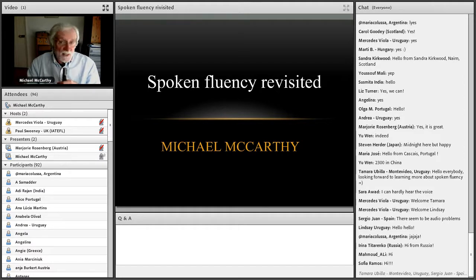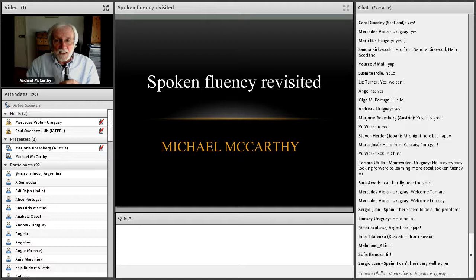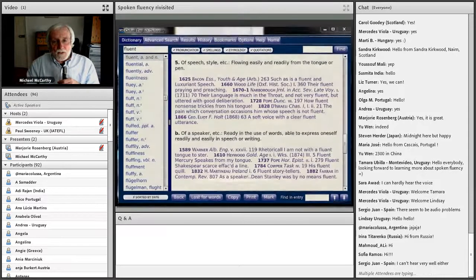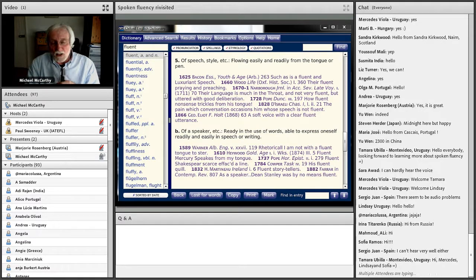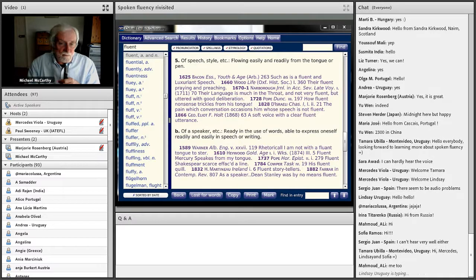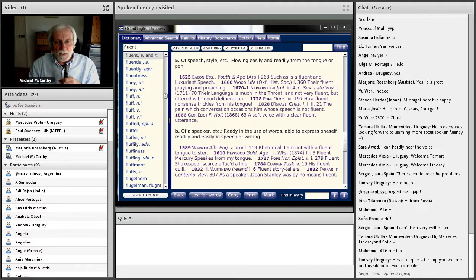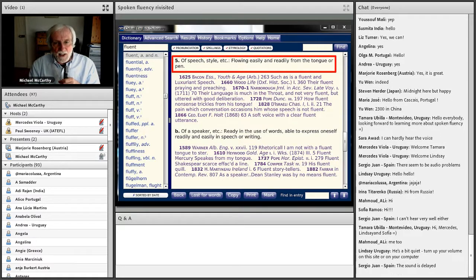And if we can understand it better, then we are on the way towards being able to help our students to achieve it. So, first of all, let's have a look at a dictionary definition of fluency. Here on the screen is a page from the Oxford English Dictionary, the most famous dictionary of the English language. And if we look up the word fluent, this is the definition we get of speech, style, etc.: flowing easily and readily from the tongue or pen.